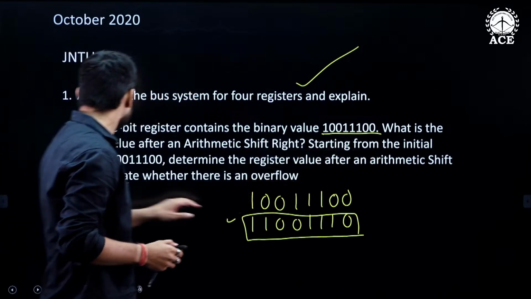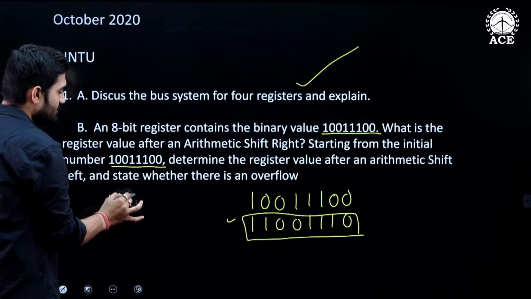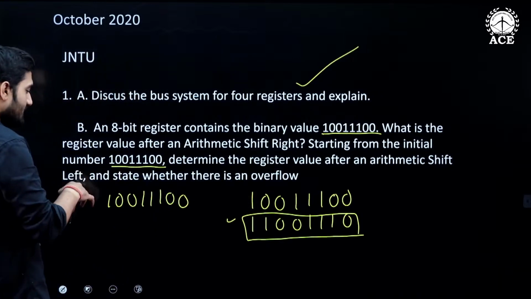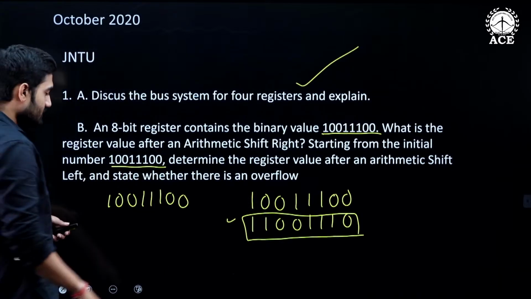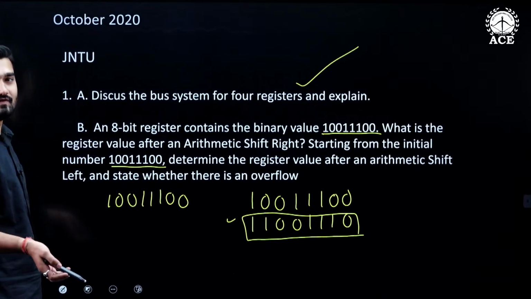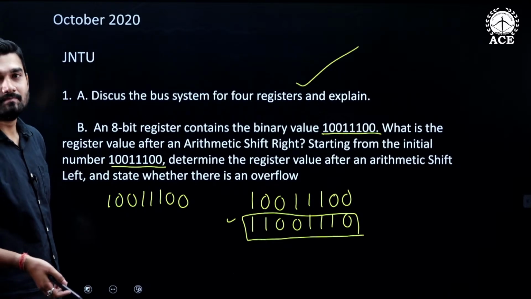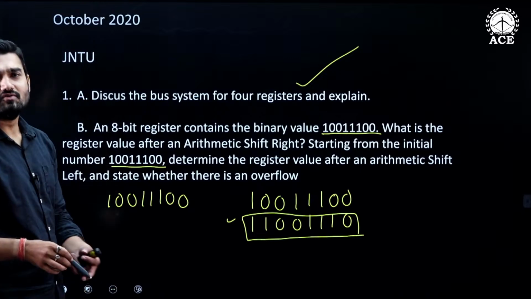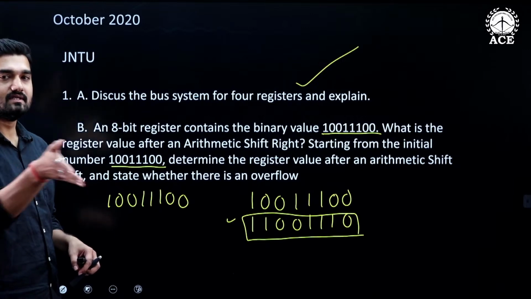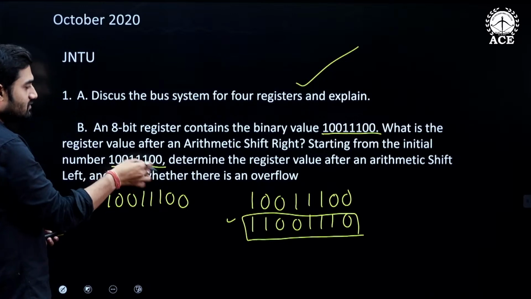Second, starting from the initial number, again you take the initial number. He is saying 10011100. Determine the register value after the arithmetic shift left and state whether there is an overflow. Now, for sure there is an overflow, because I told you if these two signs differ, then there is an overflow. Actually, let me tell you, this question is present in Morris Mano, but in JNT also the people ask. Most of the time, they open the exercise or the topic of Morris Mano and directly give it in the exam. Anyway, it's really easy.